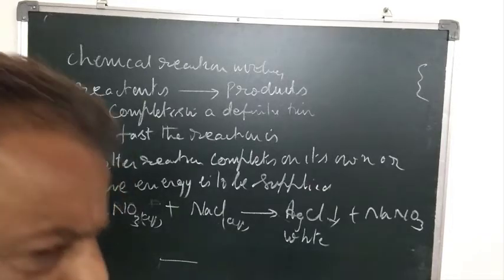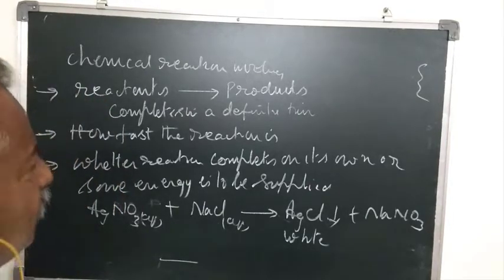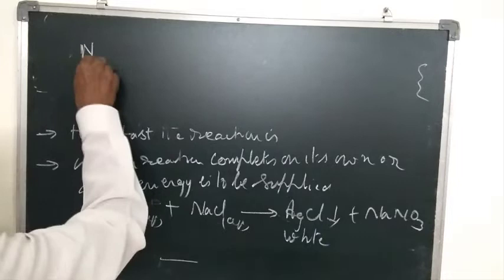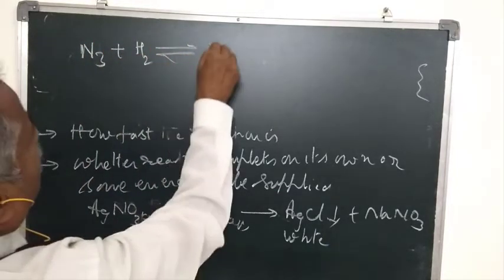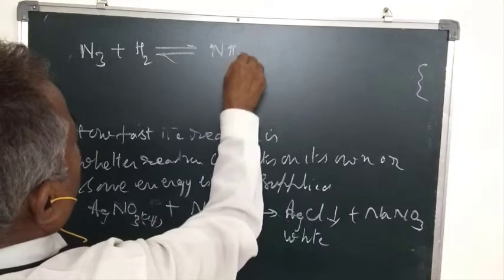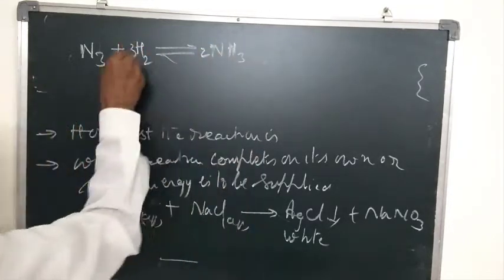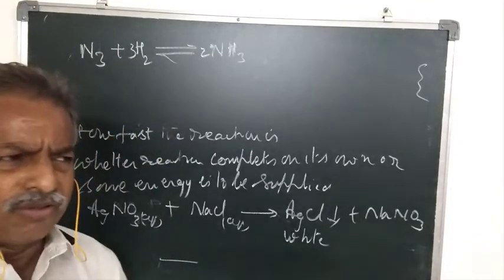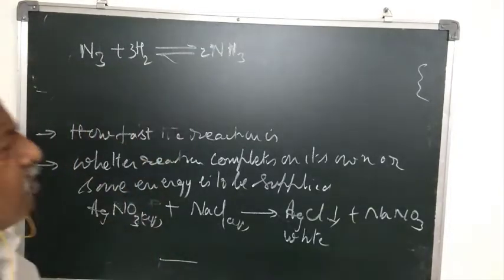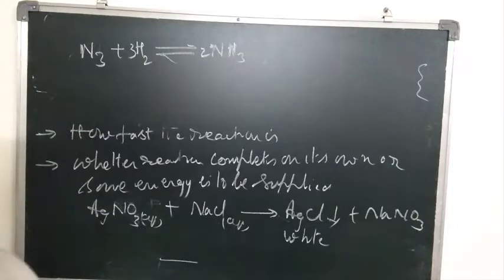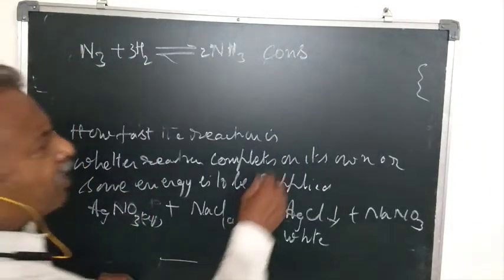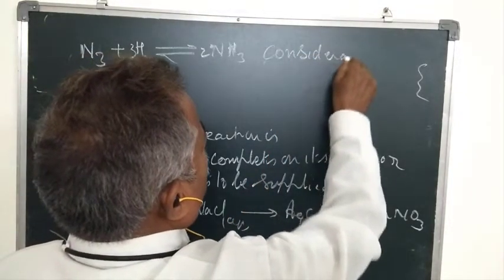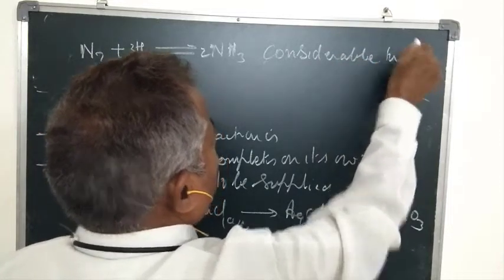On the other hand, if we consider another reaction, for example, nitrogen plus hydrogen gives NH3, ammonia. Nitrogen reacts with the hydrogen to form ammonia. And of course here certain conditions also we have to mention. And it takes considerable time. This reaction does not complete like the precipitation reaction.